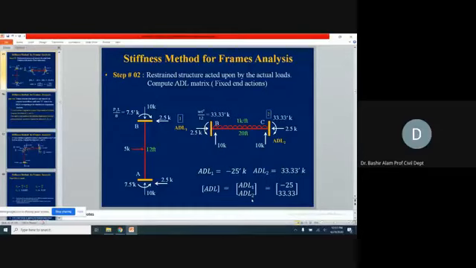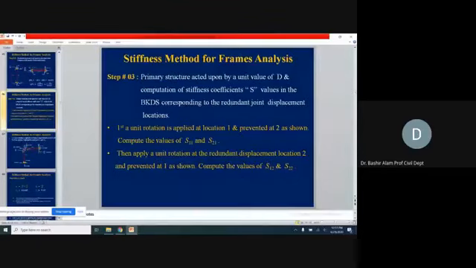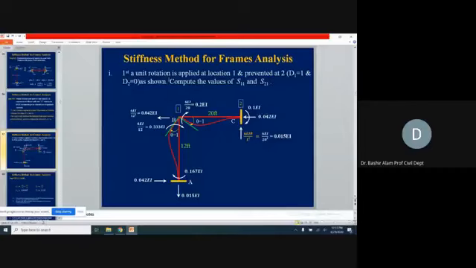Coming to the stiffness now, so step number 3 we are going. What we do now, first we apply corresponding to one location a unit rotation and we prevent it at this 2. And then corresponding to 2 we give a unit rotation and we prevent it at location 1. This way both columns of the stiffness matrix are generated. So first a unit rotation is applied, that is we keep D1 equal to 1 and D2 equal to 0 and we compute the values of S11 and S21.